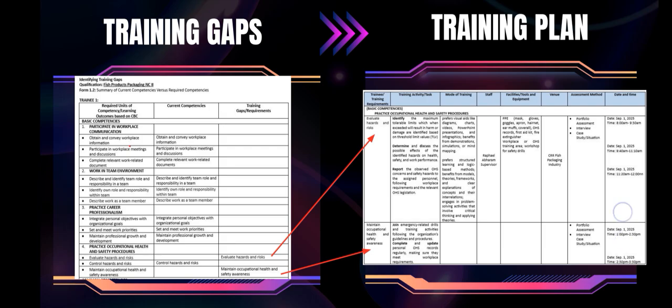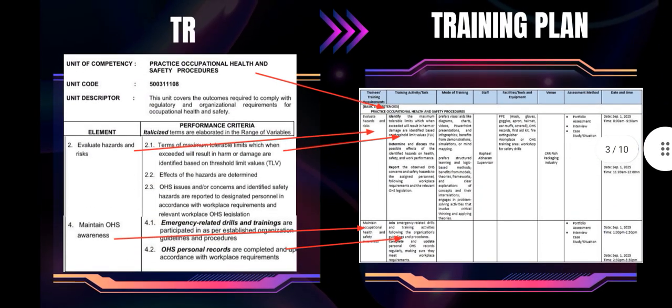Next, what we will do is go back to the TR, or the training regulation of fish product packaging NC2. If you can see, in our TR, look for the unit of competency, which is practice occupational health and safety procedure. Copy-paste that and place it below the trainee's training requirements.